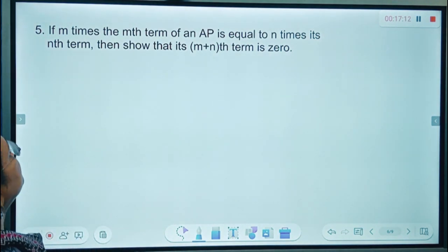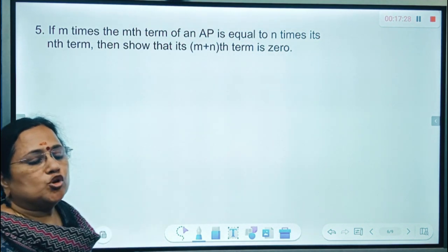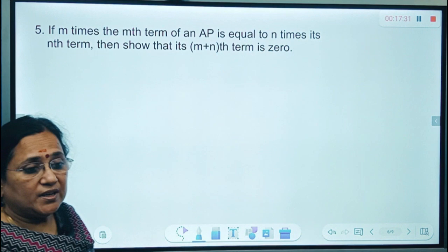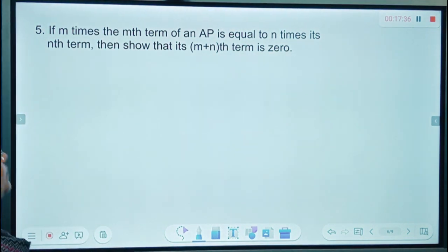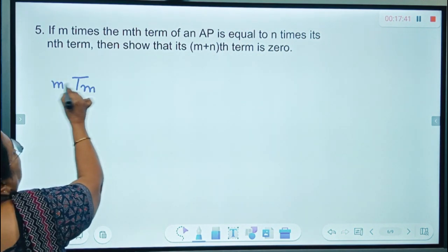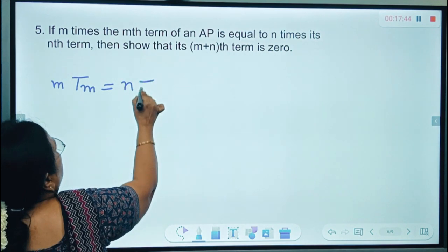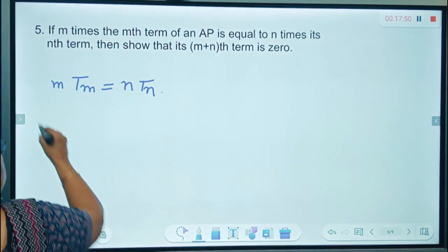Now, if m times the mth term of an AP is equal to n times its nth term, show that the m plus nth term is 0. This is another abstract language without numbers, but you must understand that having come to class 10, we should also be comfortable with algebraic variables or constants, not necessarily as numbers, but in terms of alphabets as well. So what is given?